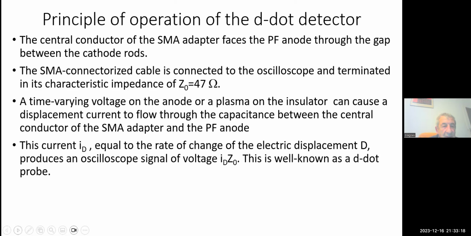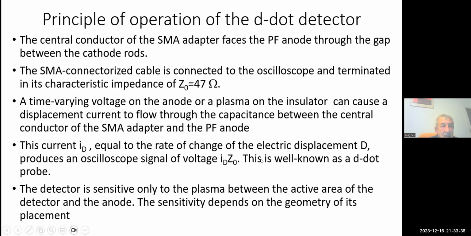This displacement current, ID, equal to the rate of change of the electric displacement, produces an oscilloscope signal of voltage ID times ZD. These are the well-known D-dot probes. The detector is sensitive only to the plasma between the active plasma on the detector and the anode. The sensitivity depends on the geometry of each placement.